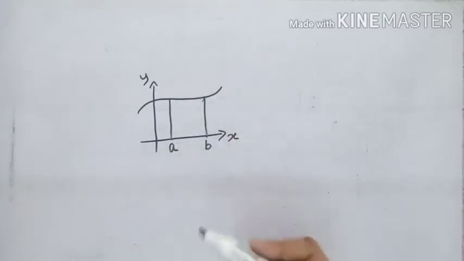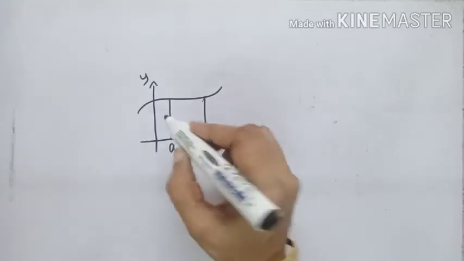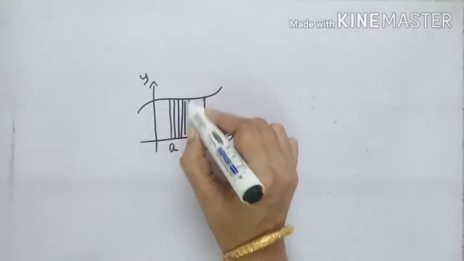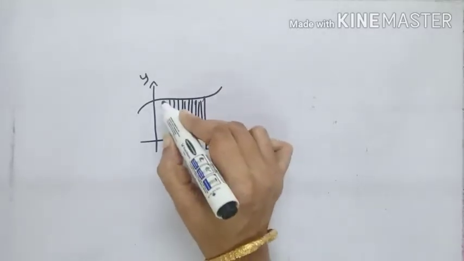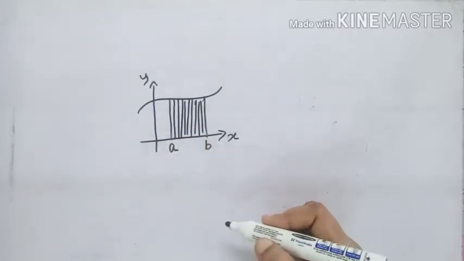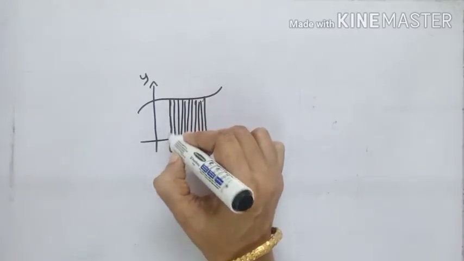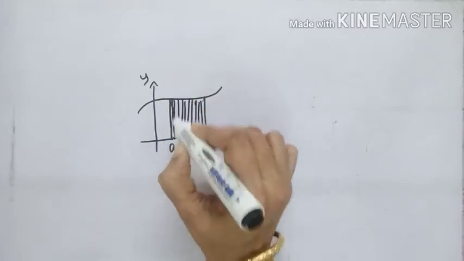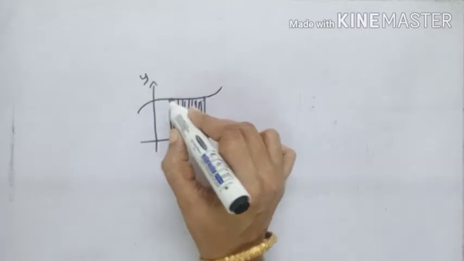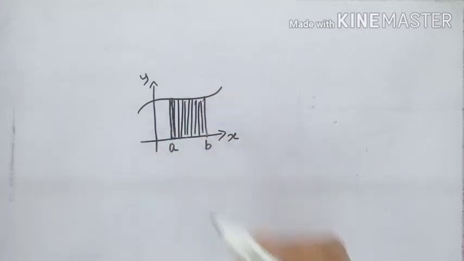I want this particular area. To find this, what should I do? Suppose I divide it into small segments like this. The full curve, when I take it, doesn't look like a rectangle. But if I take a very small strip, it will be a little bit bigger or a little bit smaller. That is almost a rectangle.